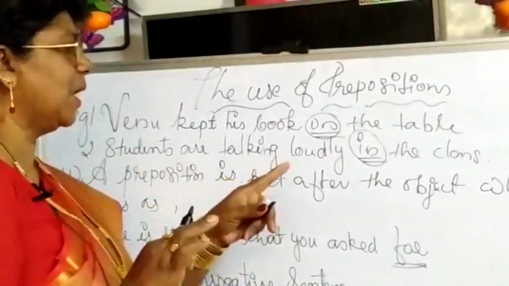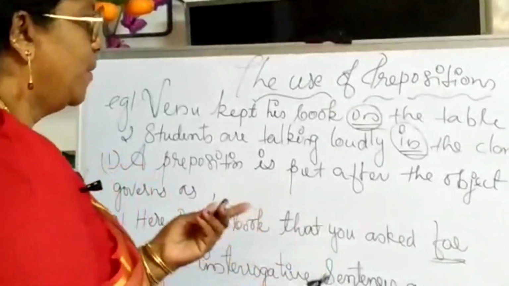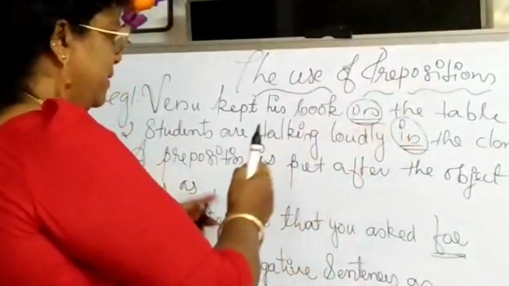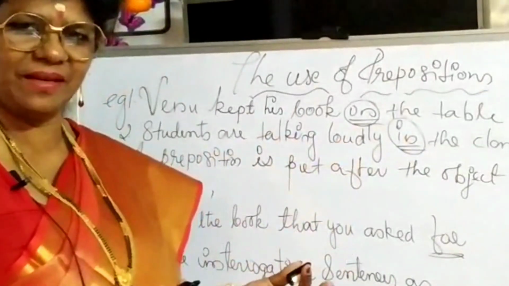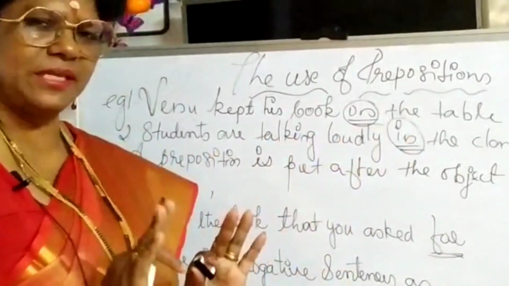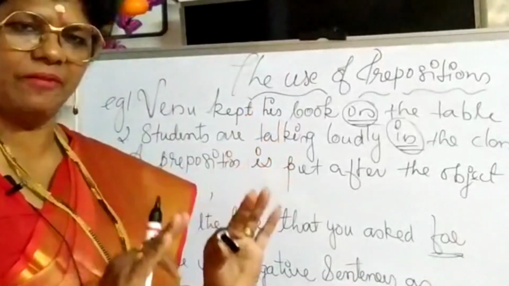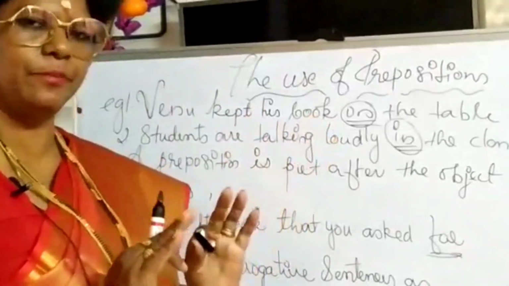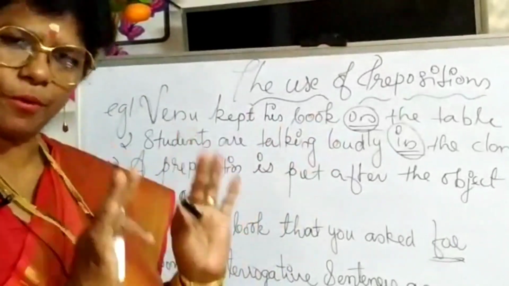Students are talking loudly in the class. Where were they talking? In the class. If we just remove in: students are talking loudly the class. What is the meaning of that? No meaning. So prepositions are very important. While framing sentences, we have to keep the preposition in the proper place. Then only we can get a proper sentence with proper meaning.